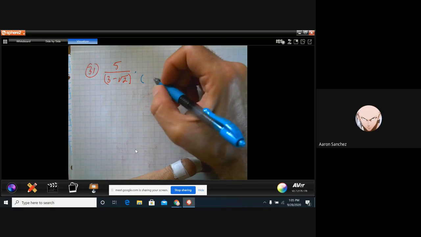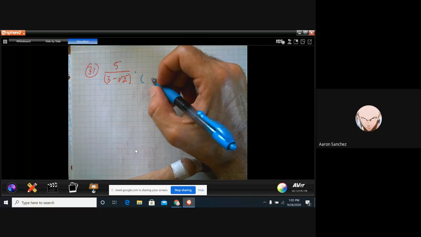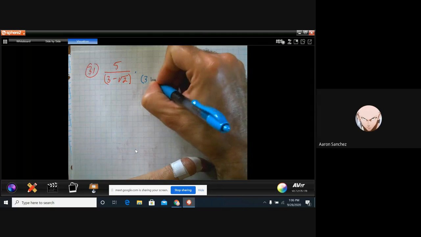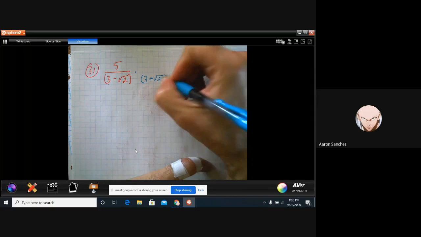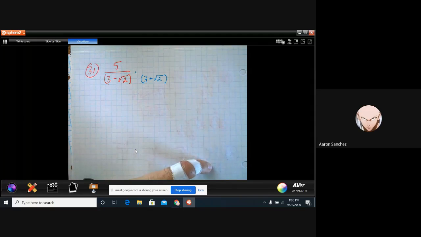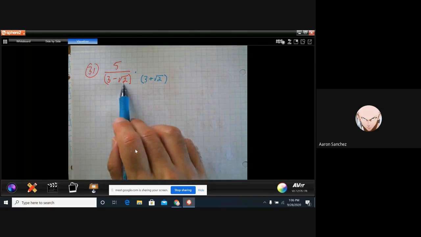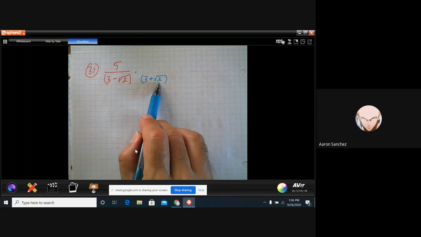The conjugate of 3 minus square root of 2 is 3 plus the square root of 2. That is the conjugate. So the first number stays the same. The second number is going to be the opposite.